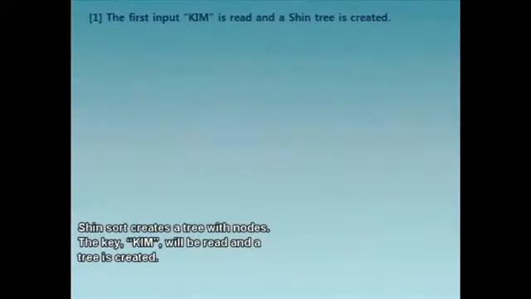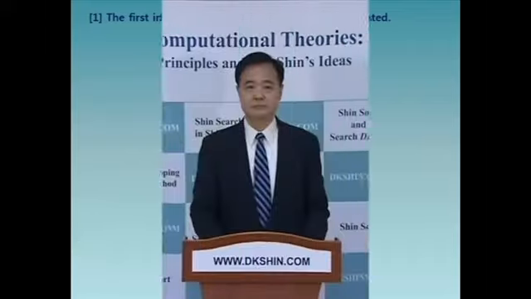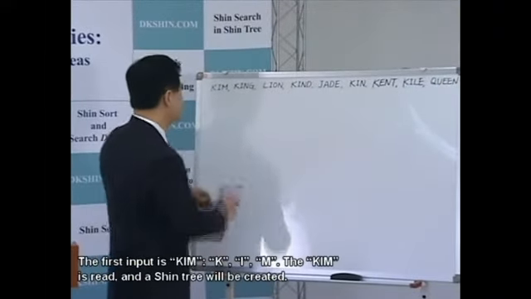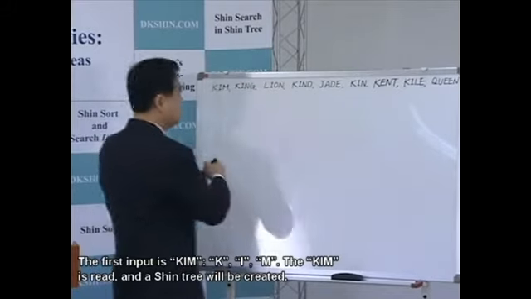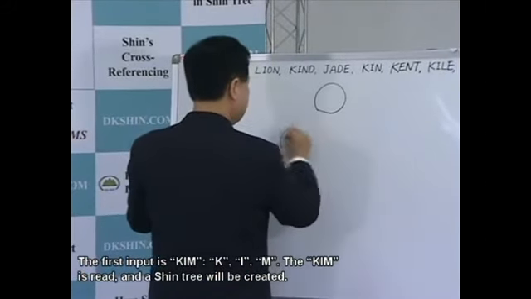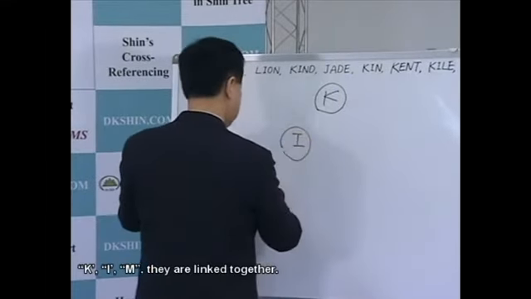Shin Sort creates a tree with nodes. The key Kim will be read and the tree is created. Each node for each character is linked to another through a memory address in its left son's memory space. Yeah, we have 9 words on the whiteboard. They are input. The first input is Kim, K-I-M. The Kim is read, and the Shin tree will be created. K-I-M. They are linked together.